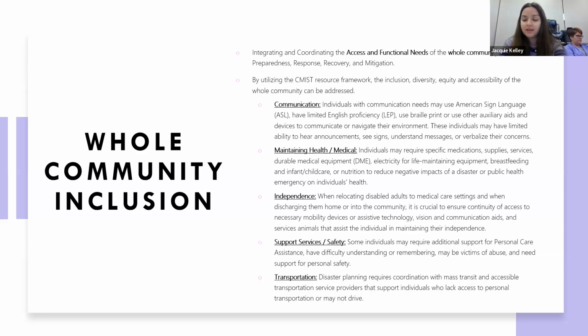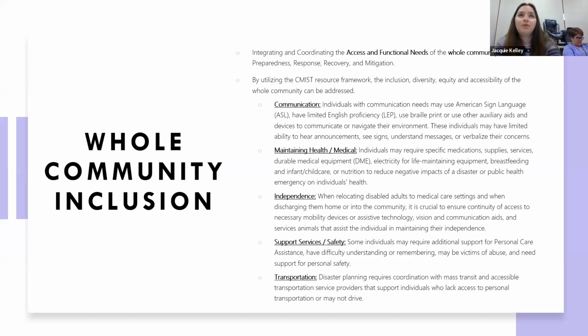So for instance, let's say we wanted to have a large scale drill or exercise, and we need an actor to be a wheelchair user. And rather than having a non-disabled person pretend to be a wheelchair user, we should be bringing in someone who is actually a wheelchair user to give that real world experience. Same thing with other things. We shouldn't have English speakers pretending to be Spanish only speakers, right?